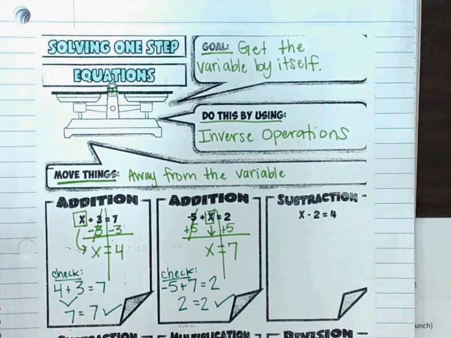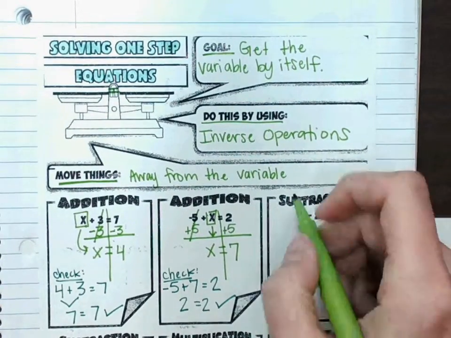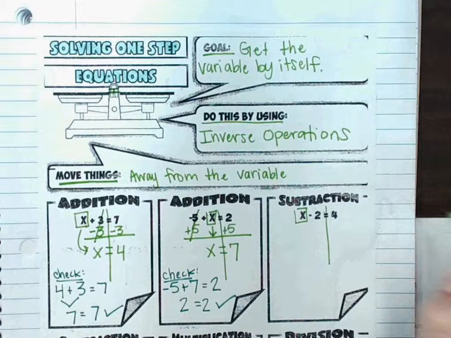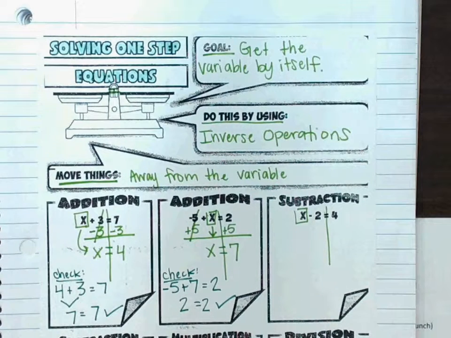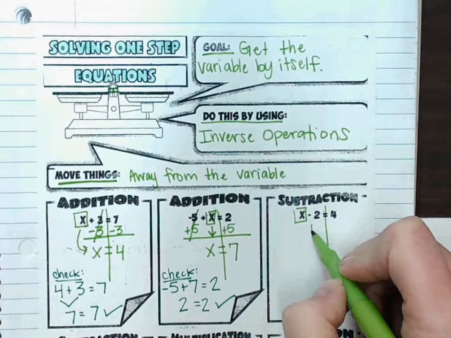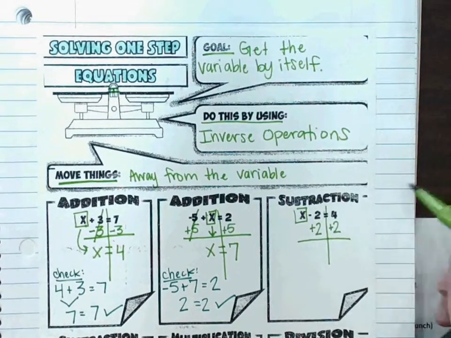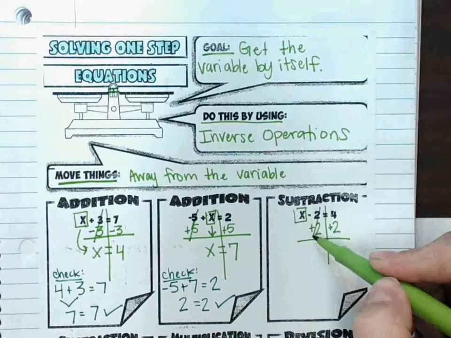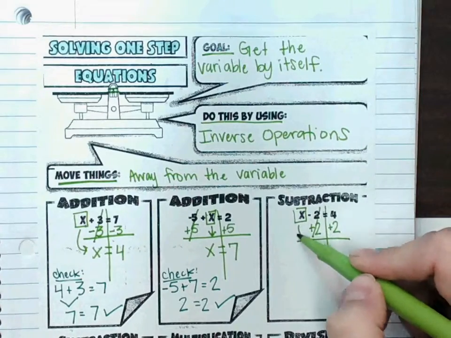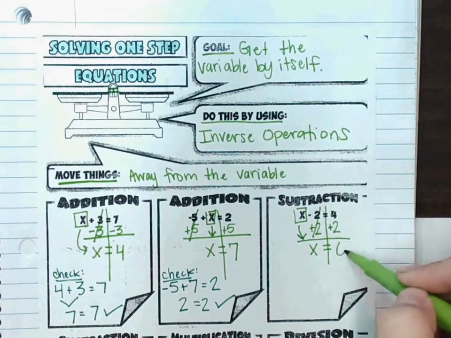Alright, moving on. This one is subtraction, so we're going to have to do a different inverse operation. So draw a line down your equal sign always. Box your variable. Okay, now I have a minus 2. So what's the opposite of that? It would be plus 2. That's what would cancel it. So I have to do it to both sides. So minus 2 plus 2 cancel, and all I'm left with is x equals 4 plus 2, which is 6.